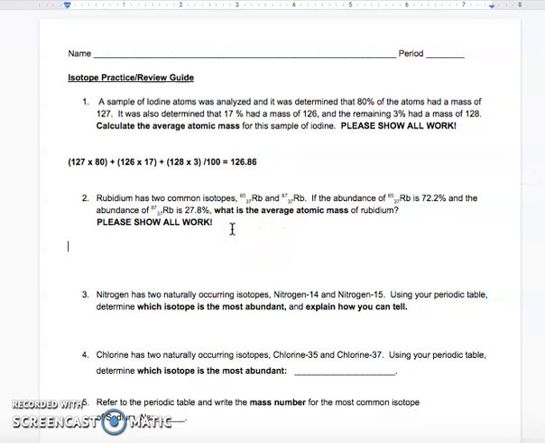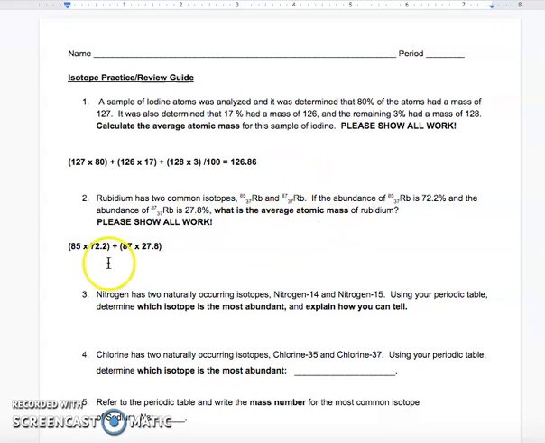Question number 2, same thing, just only 2 isotopes instead of 3. Rubidium has 2 common isotopes. Rubidium 85, remember in nuclear notation the mass is the top number, and rubidium 87. The abundance of 85 is 72.2, so that's going to be my first parenthesis. I'm going to do 85 times 72.2. The abundance of rubidium 87 is 27.8, so that is my second parenthesis.